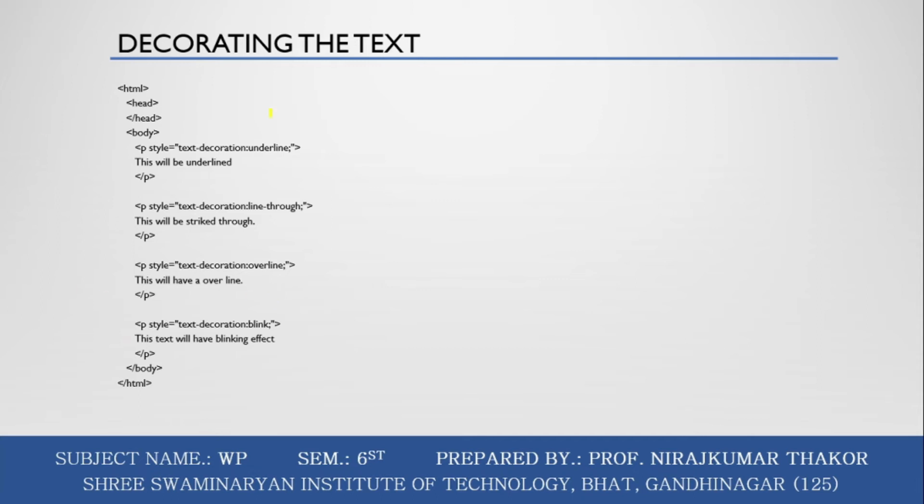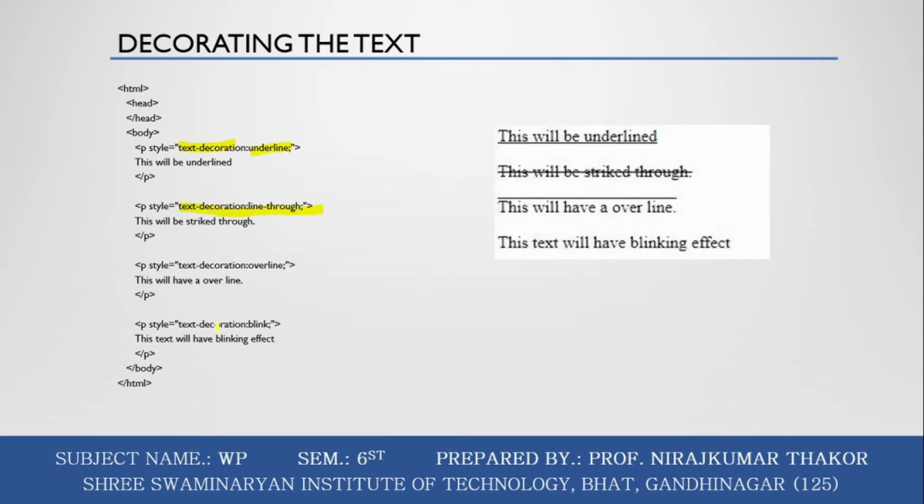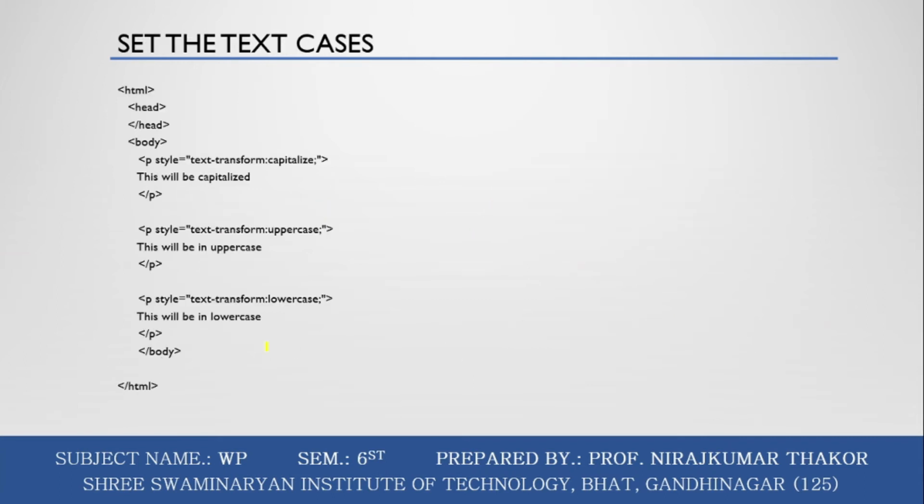Now decorating the text: text decoration. Suppose we have to make underline text, overline text, or blink text, then we have to use the text-decoration property. Text decoration: underline, line-through, overline, and blink. This is the output: underline, line-through, overline, and blink. The possible values are none, underline, overline, line-through and blink.